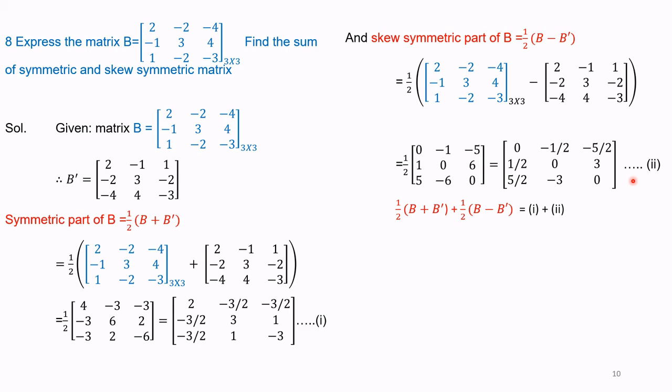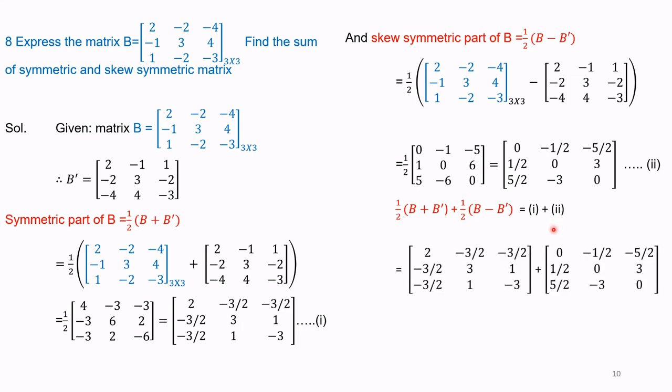Therefore, now from equation 1 we got half of B plus B dash, and from equation 2 it is plus half of B minus B dash. So we will add equation 1 plus equation 2 and verify whether B is equal to this. These two are added to find the value of B.